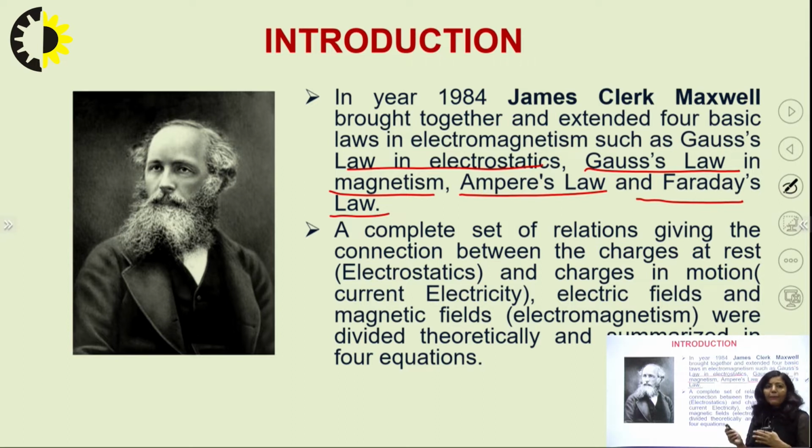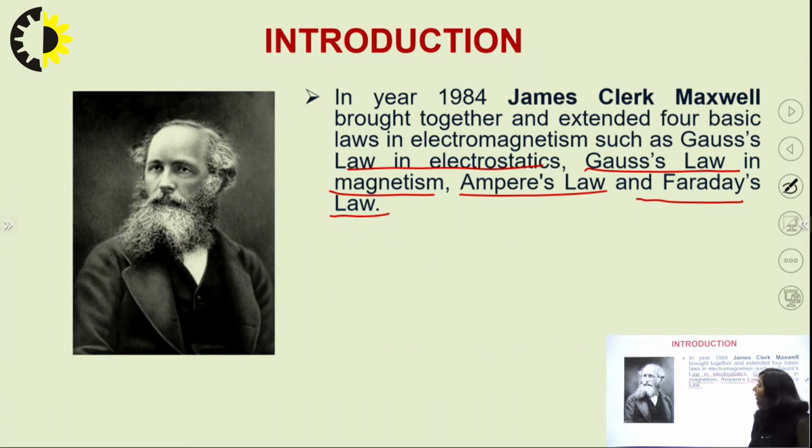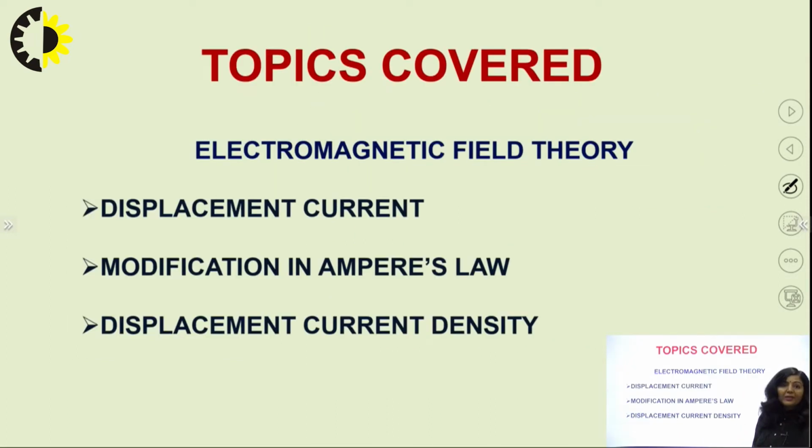And the second type of current, that is also a current, but that current is not just like ordinary conduction current. Its properties are different. It is a different type of current, and the name is displacement current. So the topic of our today's discussion in electromagnetic field theory is actually displacement current.